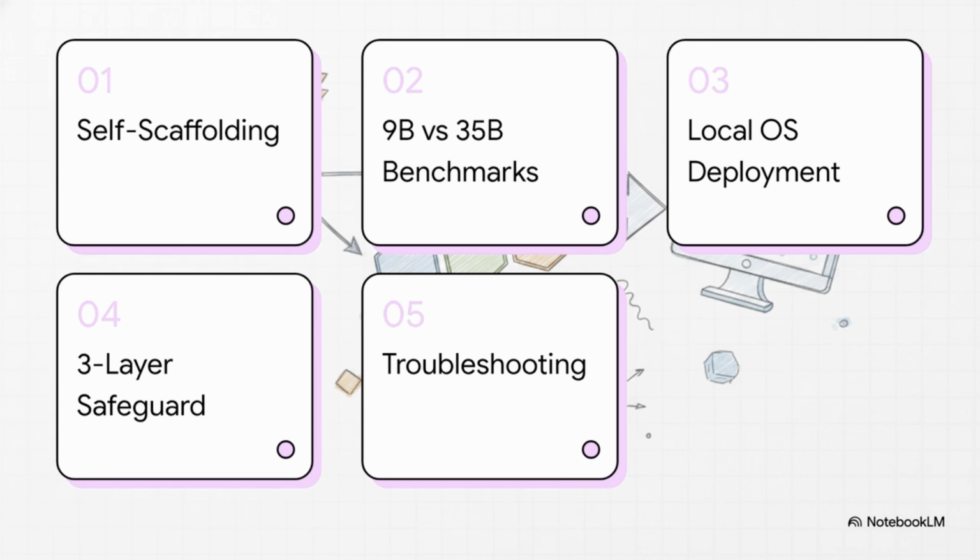So here's our agenda for today's deep dive. We'll start with the power of self-scaffolding, look at the 9B versus 35B benchmarks, jump into local OS deployment, examine the 3-layer safeguard system, and wrap up with troubleshooting common errors.